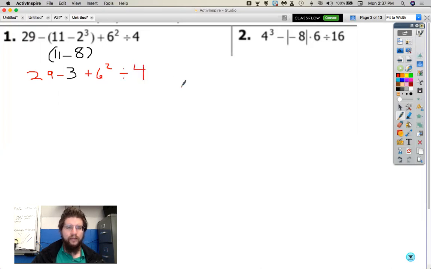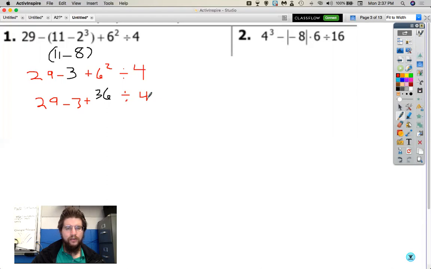Okay, now I'm going to go back to the very beginning. Please excuse my dear Aunt Sally. Do I see any more parentheses? I do not. Excuse, do I see any exponents? I do. Right here, 6 squared is 36. Remember, that's 6 times 6. So I'm going to simplify that. No other exponents. And again, we're doing everything from left to right. 29 minus 3 plus 36 divided by 4.